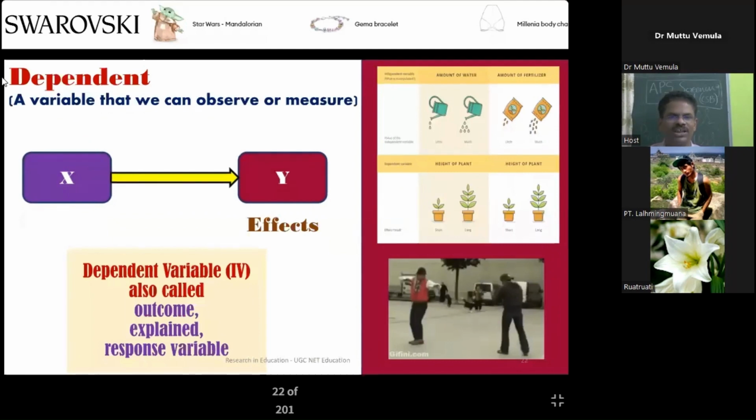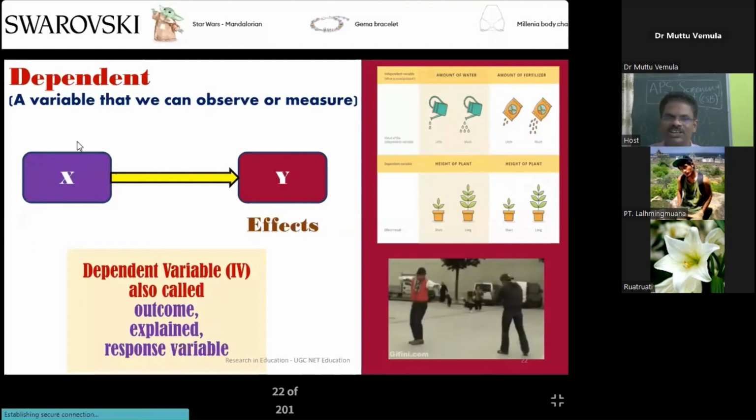Moving on to the next, the dependent variable. What is that? A variable that we can observe or measure. For example, this time it is the effect. It is also known as effect. Dependent variable is also known as outcome, explained, or response variable.